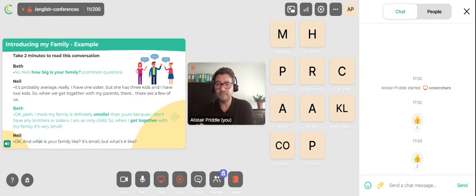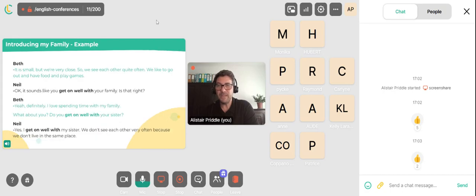Neil. Okay. And what is your family like? It's small, but what's it like? Let's find out what Beth's family is like on the next page. Okay, guys, here we go.